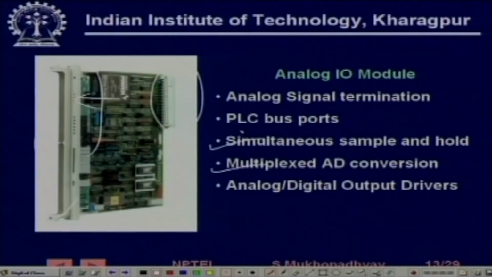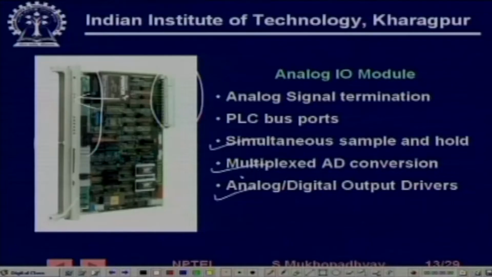At the same time you need to ensure that although you are taking the values one after the other, the values that you are taking finally all belong to the same time instant in the process. So, you use xk, yk, zk, all of them at k time instant. For that you need simultaneous sample and hold, where you take the values simultaneously using sample and hold circuits, and you hold them, and then the AD converter picks them up. You also have various output drivers, especially for output modules. So, these are the basic things that an analog IO module will contain, and of course, some logic for synchronization.